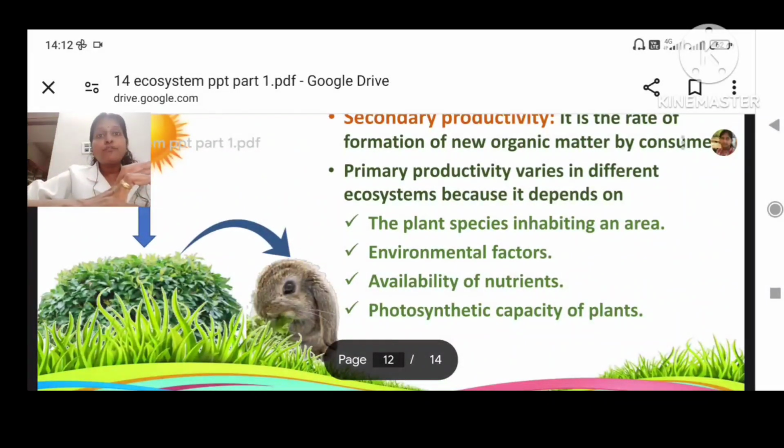Next is availability of nutrients. Nutrients play a major role because in order to make protein, carbohydrates, fats, everything, nutrients are needed. If the soil is not rich in nutrients, production will be less. So that is the next factor.